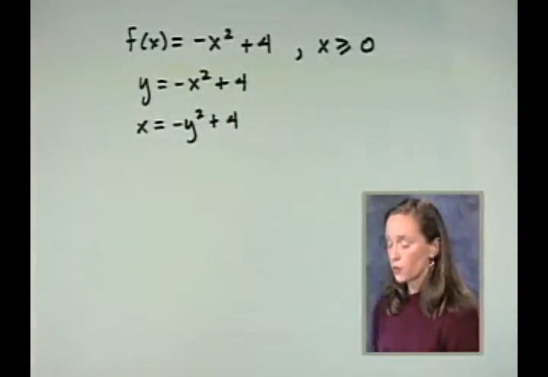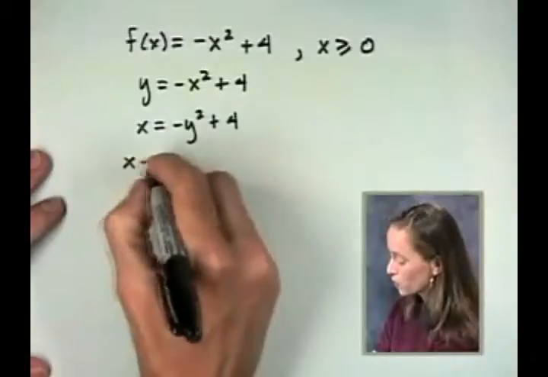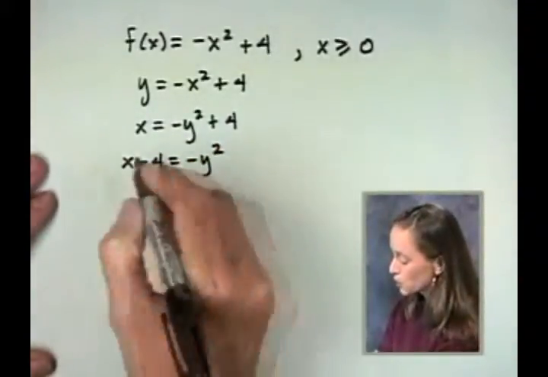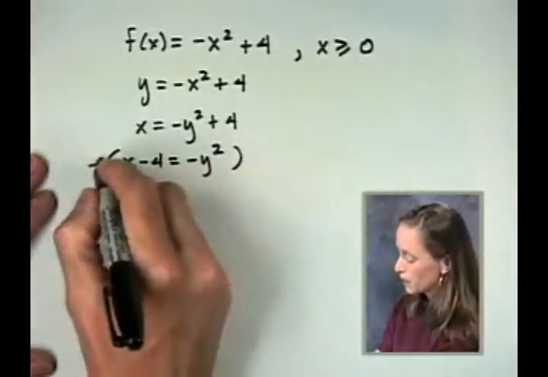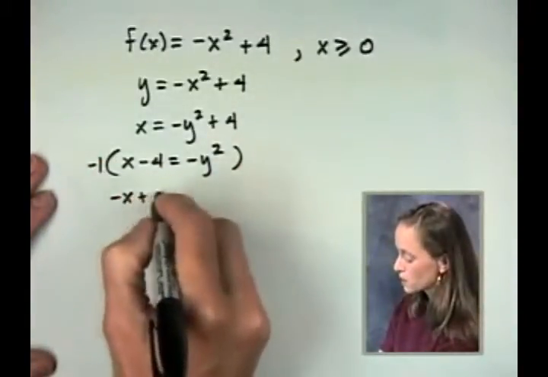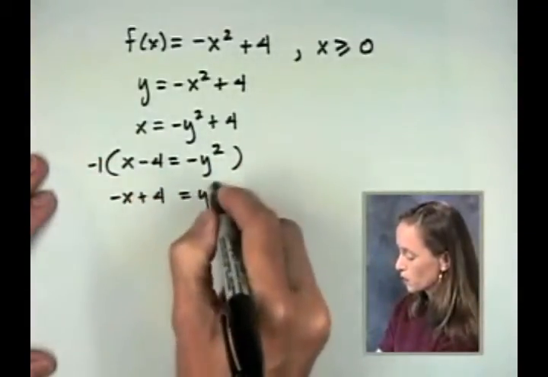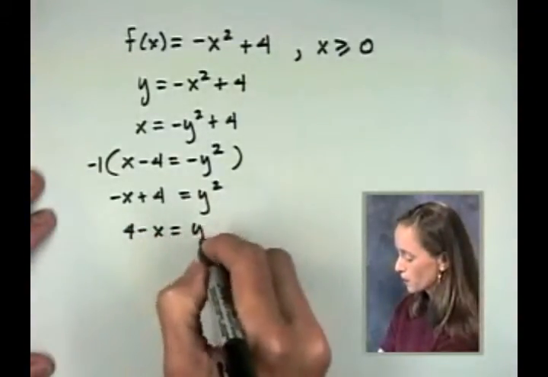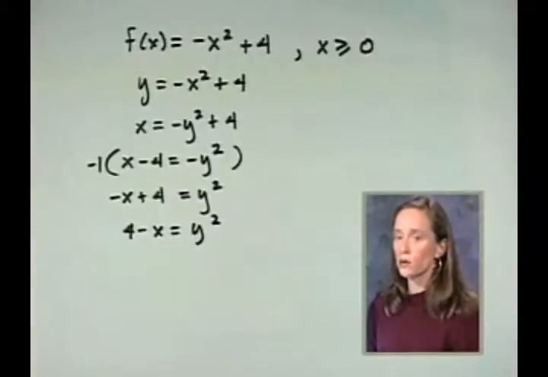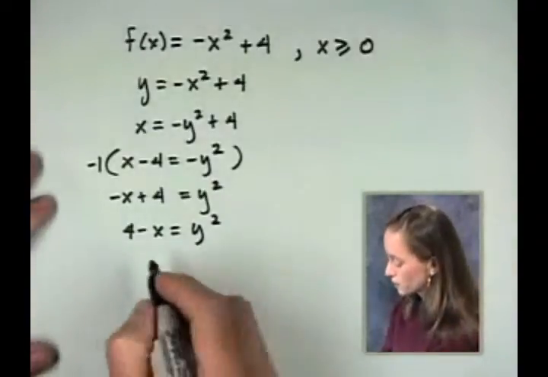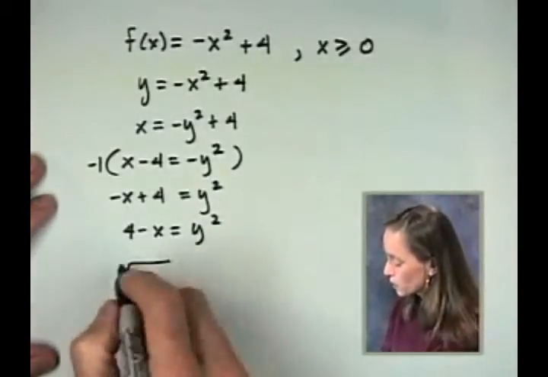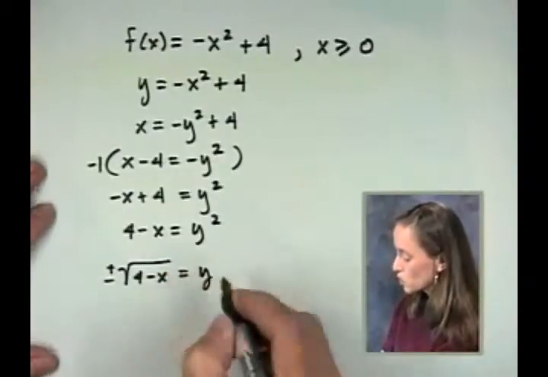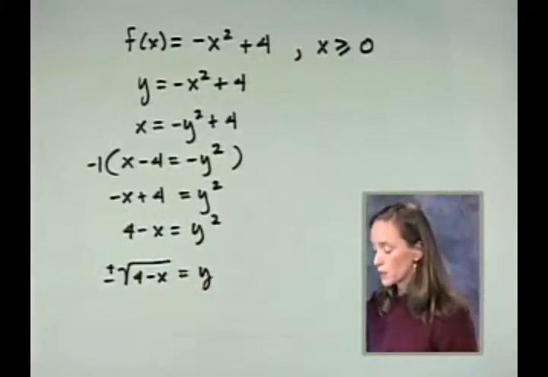Now I need to solve for y. I'll subtract 4, multiply through each side by a negative 1 to get negative x plus 4 is y squared. This is easier to see if you write 4 minus x. And now I need to take the square root of both sides of the equation. If I do that, remember that you need to consider both the positive and negative square roots of both sides.